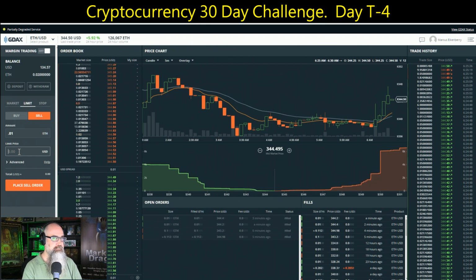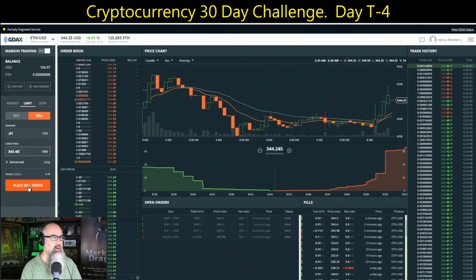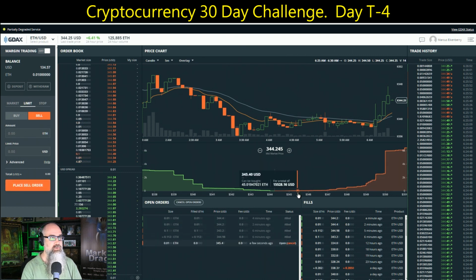Okay, so now I'm going to go at 345.40, and I'm doing these in order here. So these were a couple of buys. Now I'm going to sell. And so basically I'm making a penny because it's 345 and when I bought it, it was 344. Makes sense. Okay, so I place that sell order here. You see it here.